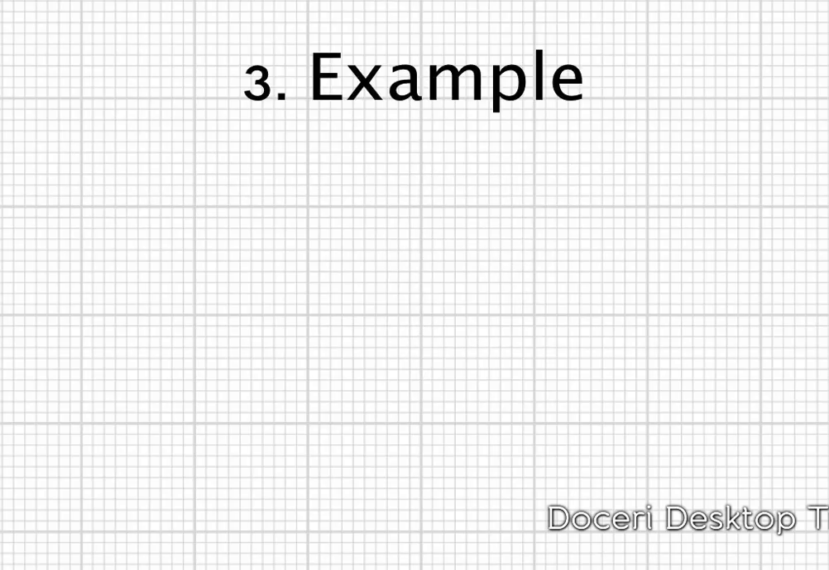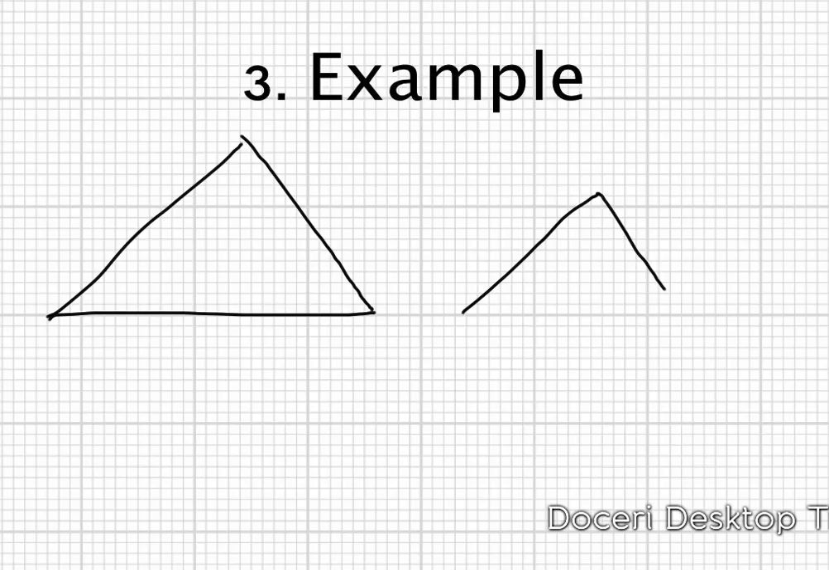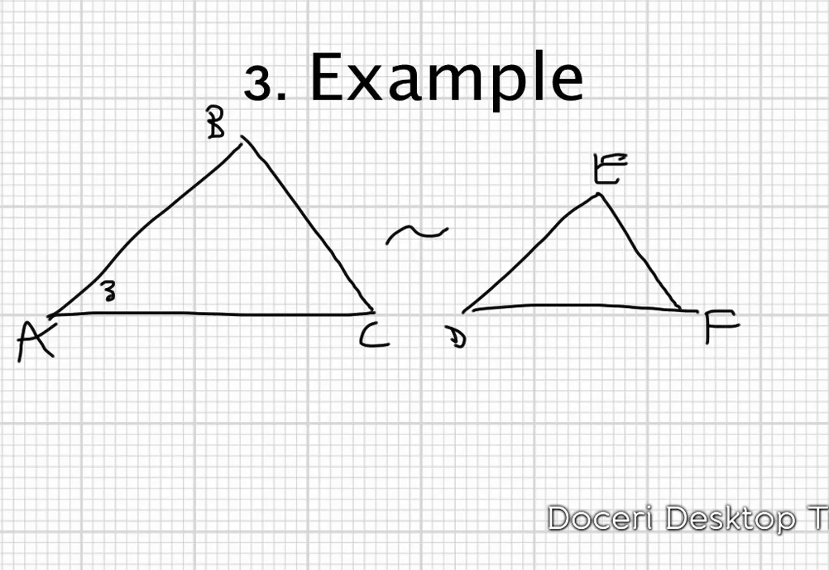Let's see, another type of problem. Let's say I have two triangles that are similar. Okay? A, B, C, D, E, F. They are similar to one another. Angle A is 30 degrees. Angle B is 15 degrees. Find the measure of angle F.